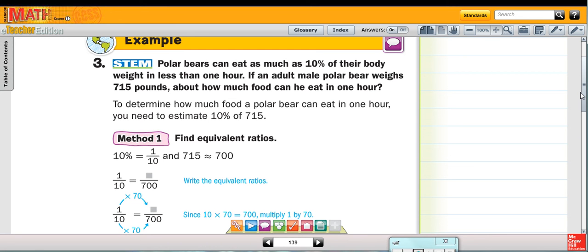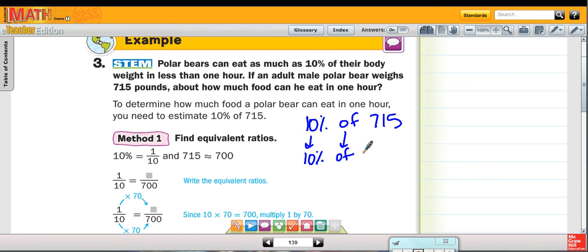Polar bears can eat as much as 10% of their body weight in less than an hour. If an adult male polar bear weighs 715 pounds, about how much food can he eat in an hour? Well, we've got 10% of 715. Do you agree? Okay, so 10% we're probably going to keep at 10%. Of, what do you want to change that to? 700. This becomes a decimal, 0.1, of means times, of 700 gives you 70.